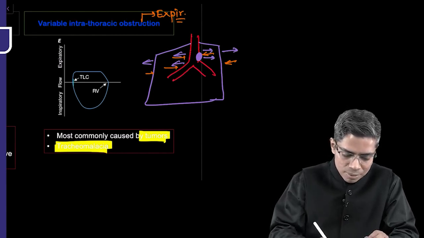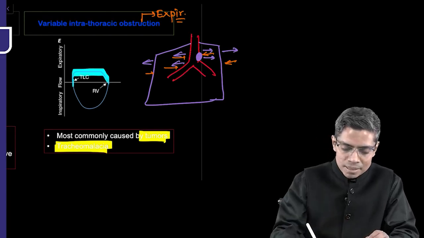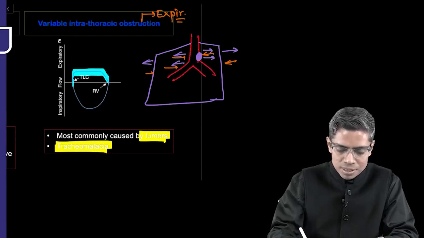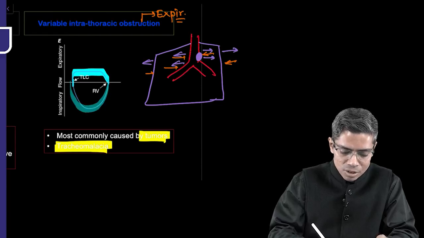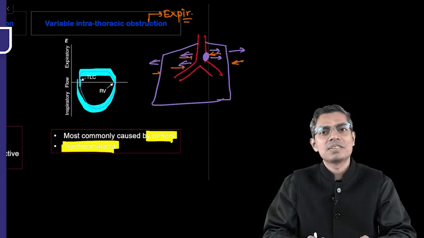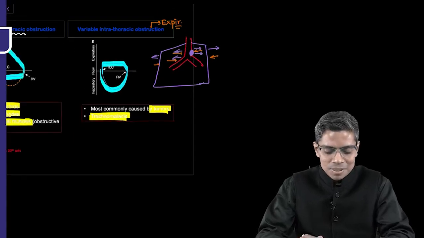That's why you can find there is flatness in the expiratory portion of the curve, but a smooth inspiratory portion. That's why you will get this kind of appearance in variable intrathoracic obstruction. So this is all about your lung volumes and capacities, basically lung function test.